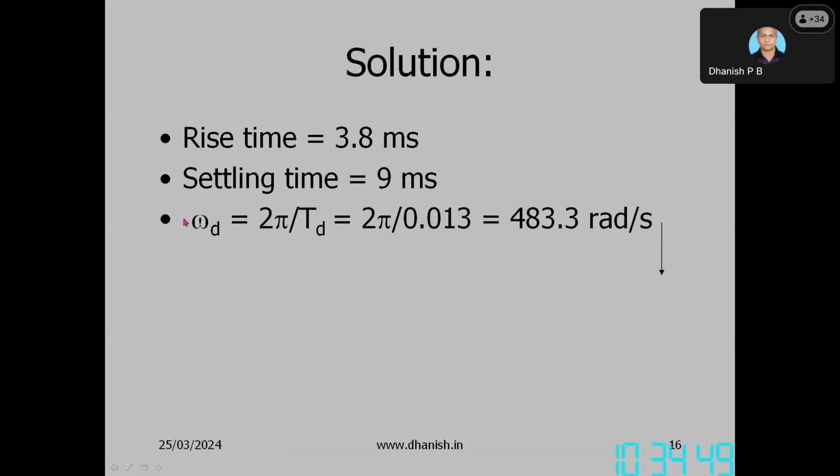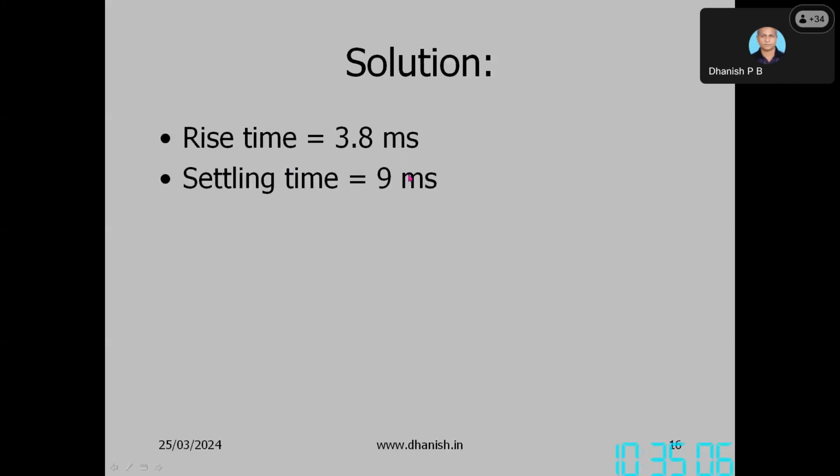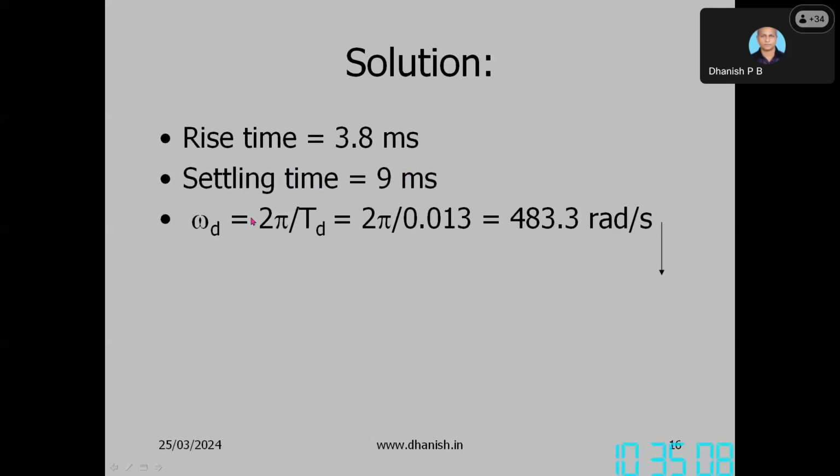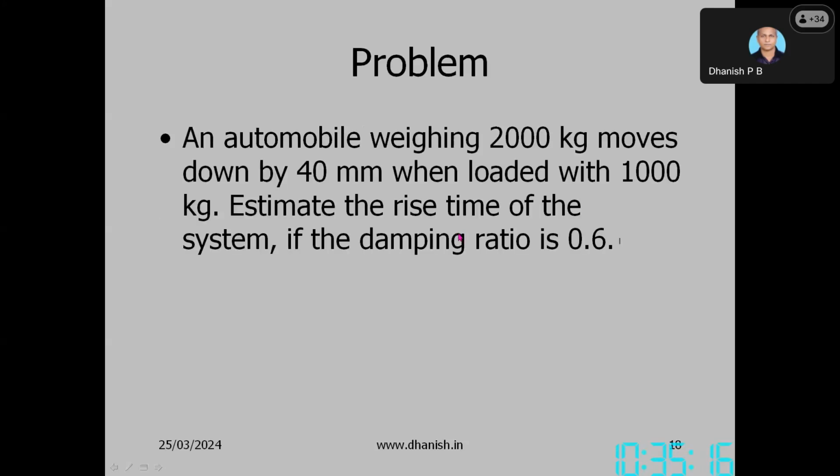So the damped natural frequency is 2 pi by Td. So Td is the time period of the oscillations of the system. From the graph, we can determine this as 0.013 seconds. So 2 pi by Td is 483.3 radians per second.